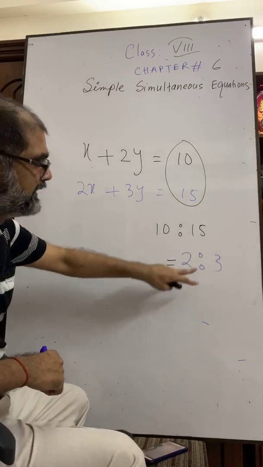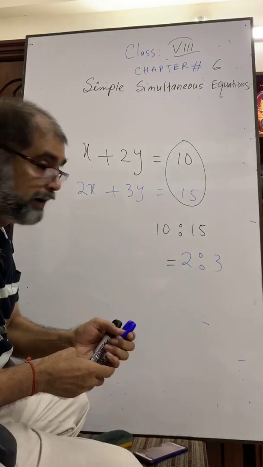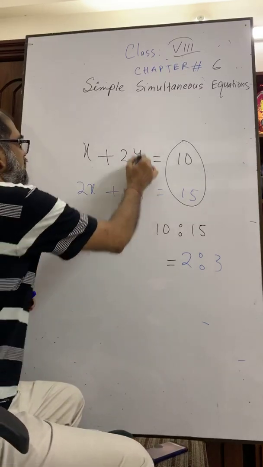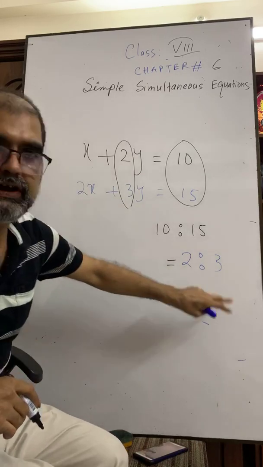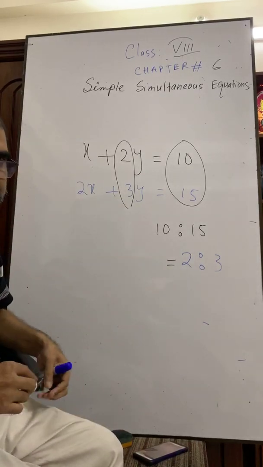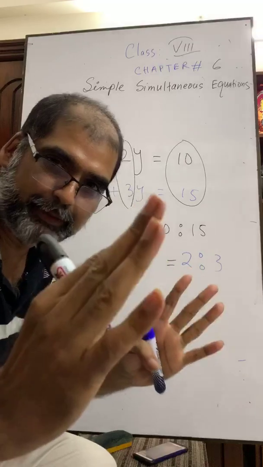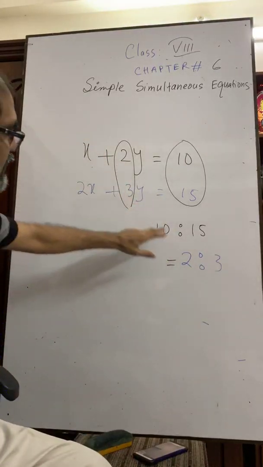10 is to 15 equals 2 is to 3. My dear students, please see. This is also 2 is to 3. This is 2, 3. This is also 2, 3. Is it okay? I repeat. This is 2, 3. This is also 2, 3.